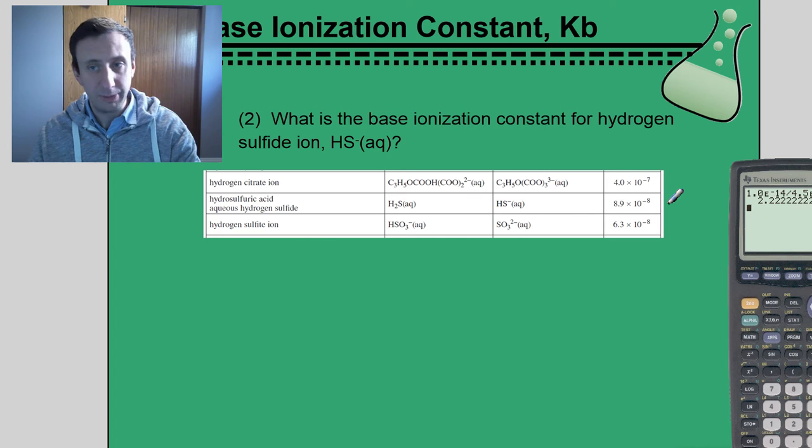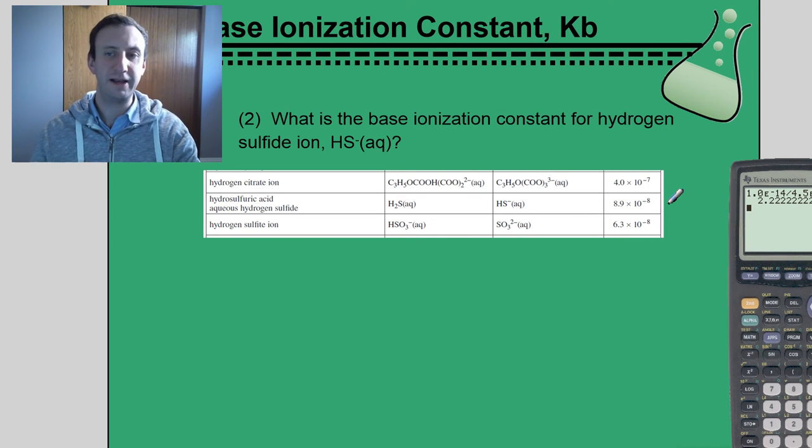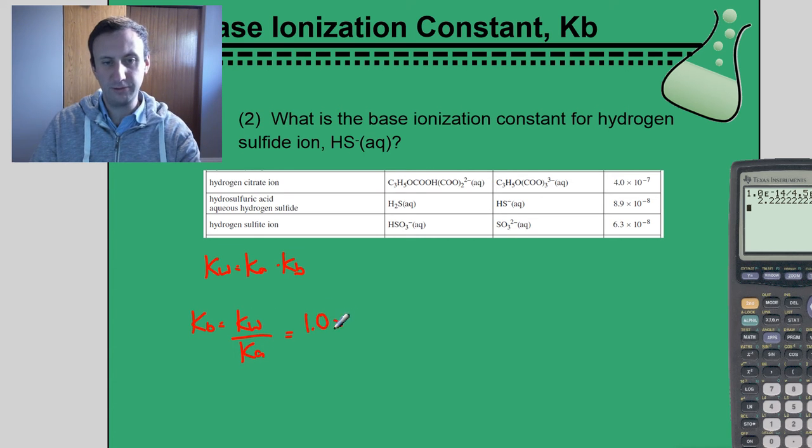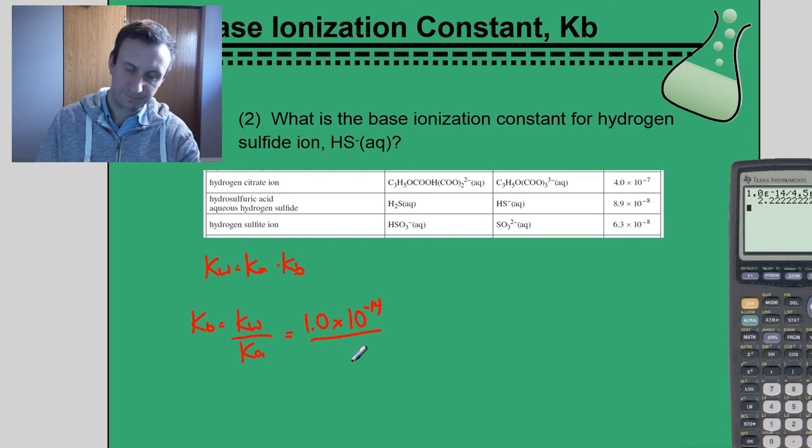So here's another one. Maybe give it a try. I've got a Ka value there. Can you find the base ionization constant for hydrogen sulfide ion? To figure this out, again, Kw is equal to Ka multiplied by Kb. So my Kb is equal to Kw divided by Ka. So I have 1.0 times 10 to the negative 14, and I'll divide that by my Ka for hydrosulfuric acid, which is 8.9 times 10 to the negative 8.